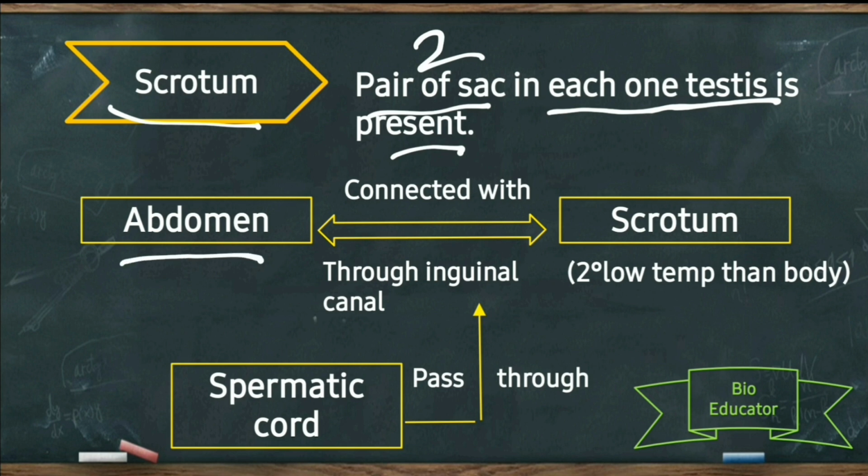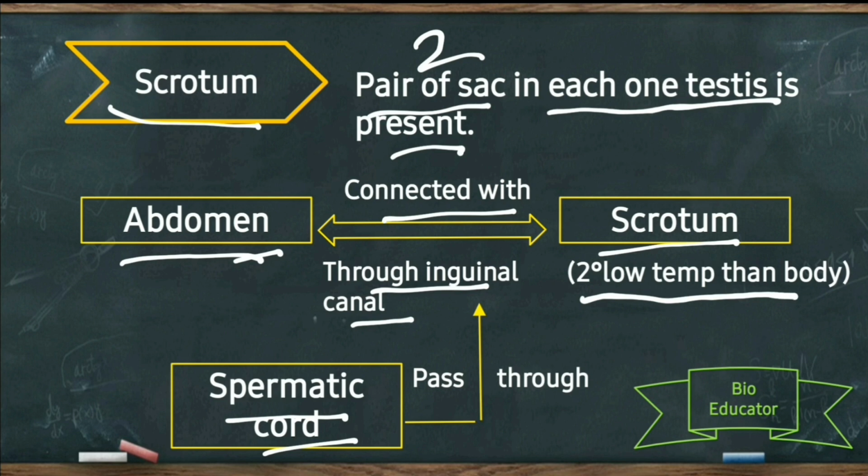The scrotum is connected with the abdomen through the inguinal canal. Through this inguinal canal, the spermatic cord passes into the scrotum and joins with the testis. The main thing is that the temperature of the scrotum remains 2 degrees lower than the body temperature, which helps in the formation of male gametes, which are sperms.